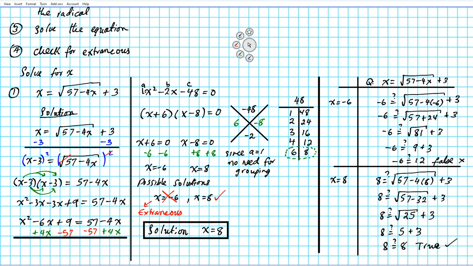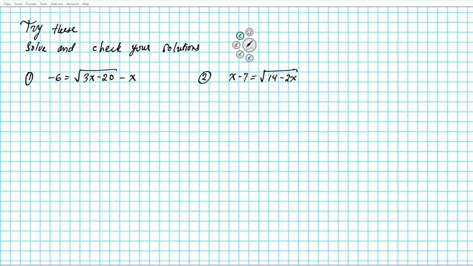It's now time for you to try out some practice problems. Here are two problems we'd like you to try out. The task is to solve these two for x, and then check your answers, of course, for extraneous solutions. Go ahead and pause the video presentation at this time, try these two problems, and when you're done, click on the playback button, and we'll reveal what the correct answers are.